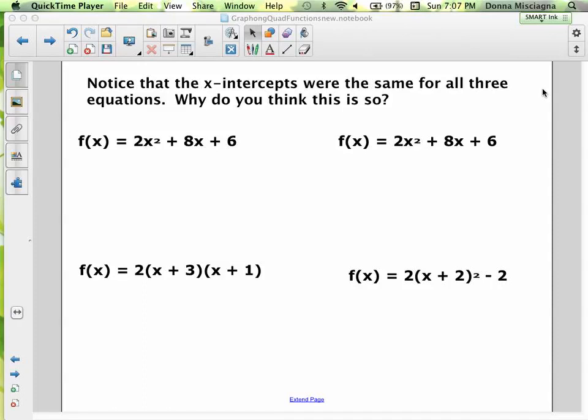Right, so notice that the x-intercepts were the same for all three equations. So f of x equals 2x squared plus 8x plus 6, f of x equals 2 times x plus 3 times x plus 1, and f of x equals 2 times x plus 2 squared minus 2. All have the same x-intercepts. I wonder why. So on this first one here, I'm going to factor.